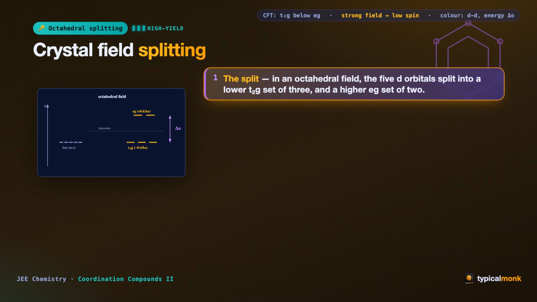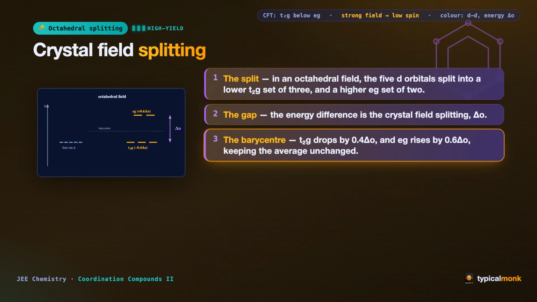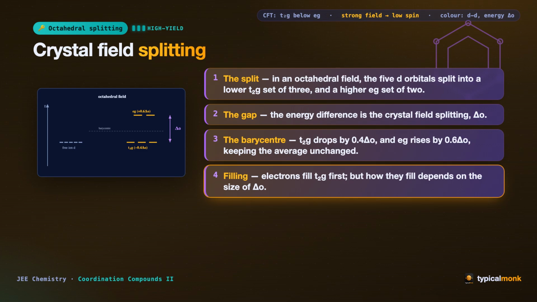Now look at the picture. The crystal field splitting in an octahedral field. The split. In an octahedral field, the 5d orbitals split into a lower t2g set of 3 and a higher eg set of 2. The gap. The energy difference between them is the crystal field splitting, delta O. The barycenter: the t2g set drops by 0.4 delta O and the eg set rises by 0.6 delta O, keeping the average energy unchanged. Filling. Electrons fill the t2g set first, but exactly how they fill depends on the size of delta.